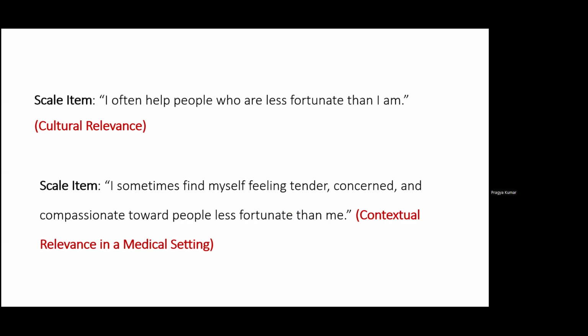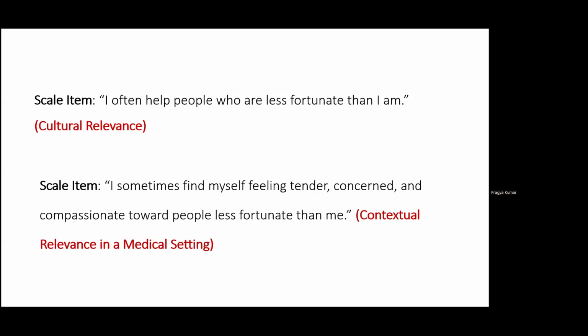Like in this example, it is written, I often help people who are less fortunate than I am. So here the term help. Helping, as you can see, can be a culture of many societies, that helping is a culture.